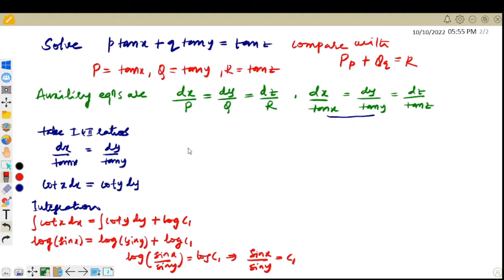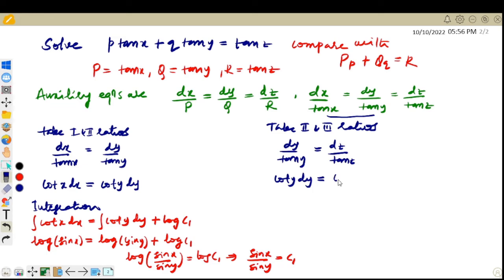Similarly, you can take second and third ratios. That is dy by tan y is equal to dz by tan z, or it is same as cot y into dy is equal to cot z into dz.